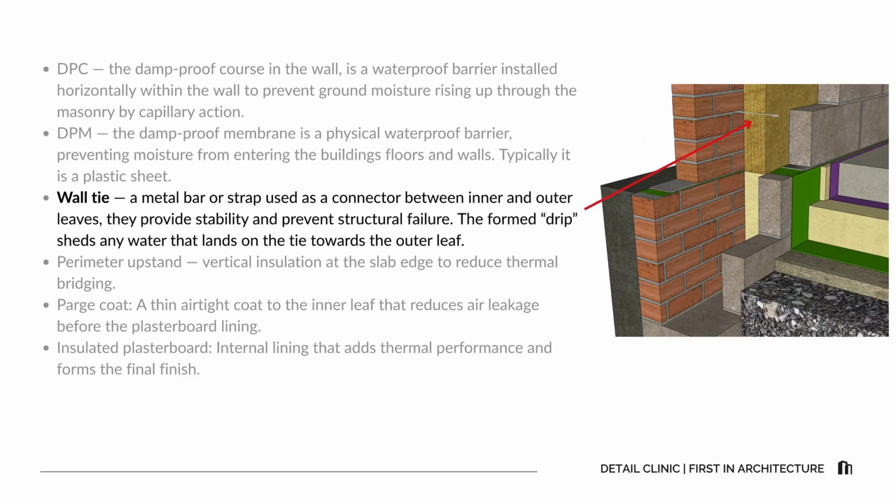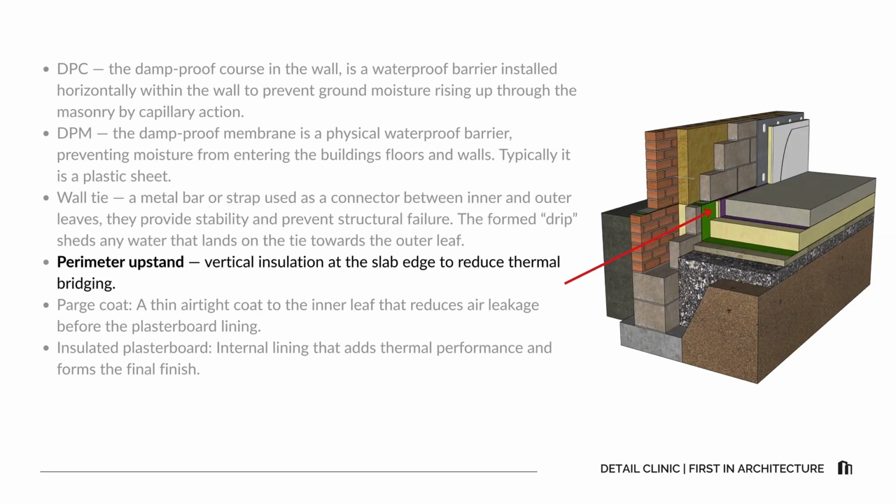Wall tie. This is a metal bar or strap used as a connector between the inner and outer leaves of the wall. The wall ties provide stability and prevent structural failure. The formed drip sheds any water that lands on the tie towards the outer leaf. There are many different types of wall ties depending on the structure.